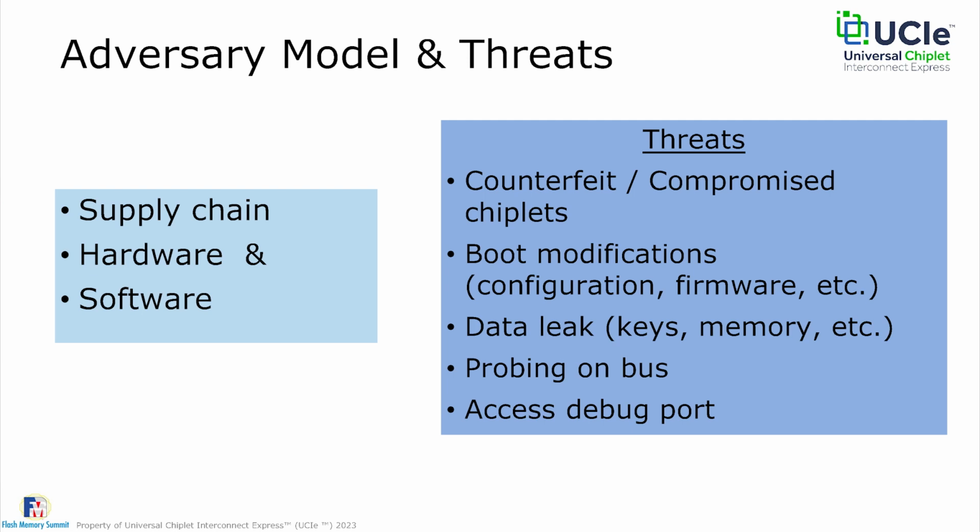There's data leak, probing on the bus, and we have an example of how you could probe the bus and why it's easier to probe the bus now. Accessing the debug port, because you have so much function and focus on debuggability. That debuggability usually also creates security holes, so we have to be cognizant of that as well. There could be supply chain issues, hardware, software. So security is going to be extremely critical in the system, and we have to think through all of the security issues pretty fast here.